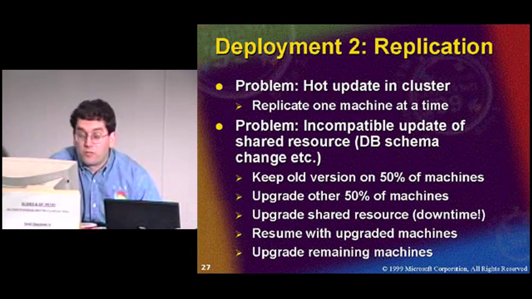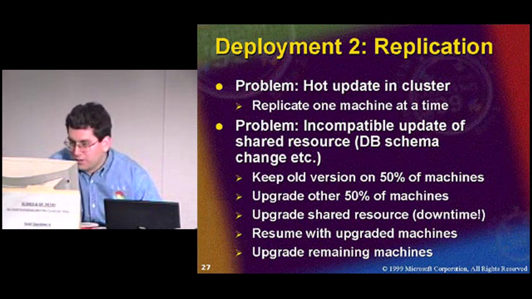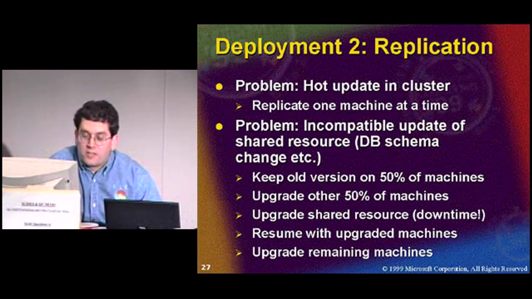Now, there's a certain set of updates that cannot be done this way, because maybe the database schema changed for the new version of one of the components. So I cannot really have both of these versions running at the same time in this cluster. So here's an idea for a trick to deal with this. Take 50% of the machines, or any number of machines, take them offline, and update them. Until they're updated, we leave the old shared resource, the old database schema, running. We leave that in place.